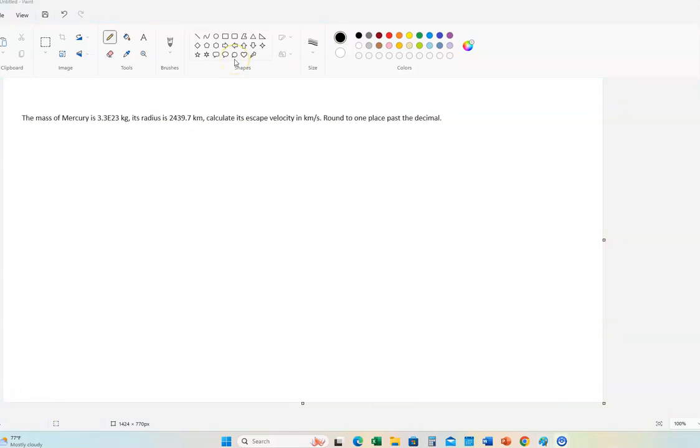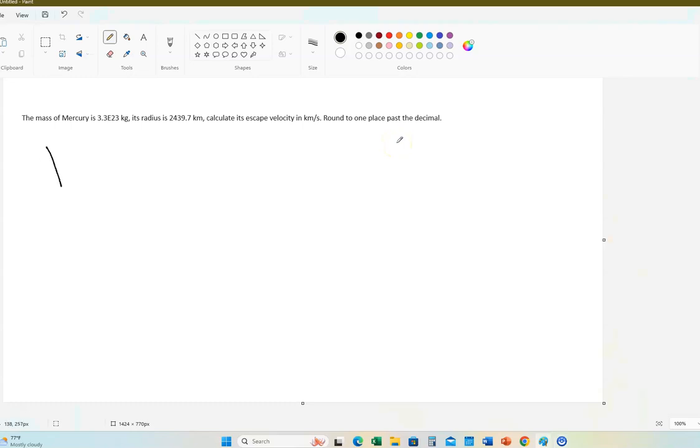For this one, we're given the mass of Mercury, 3.3 times 10 to the 23rd kilograms. The radius of Mercury is the distance from the center of Mercury to the surface, the average distance to the surface. Anyhow, it's 2,439.7 kilometers. Calculate the escape velocity in kilometers per second. Round to 1 place past the decimal.